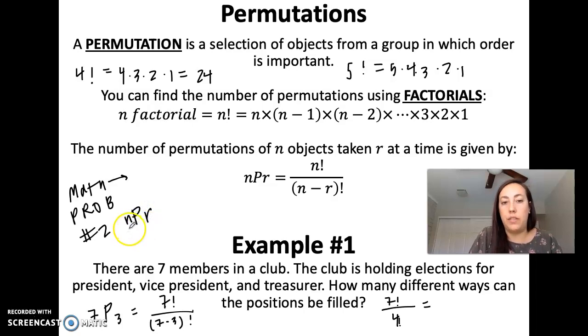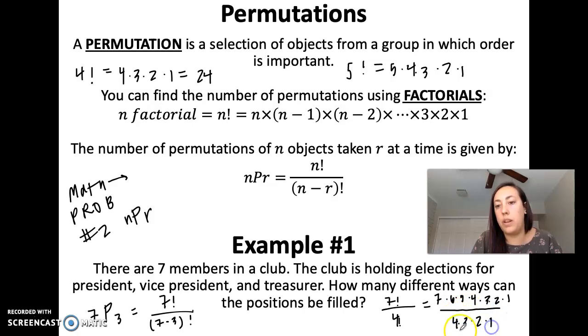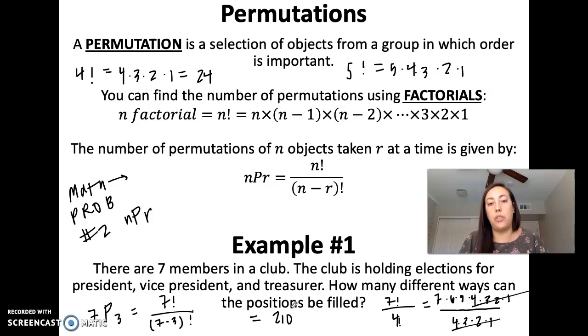So you can plug in 7 for n and 3 for r, and then it will automatically calculate this for you. You can also do it by hand by just doing a little simplification. So 7 factorial is 7 times 6 times 5 times 4 times 3 times 2 times 1. And on bottom, 4 factorial is 4 times 3 times 2 times 1. So those guys actually cancel on top and bottom. So we're really just left with 7 times 6 times 5, which gives you 210. So there's 210 different ways that from 7 people, we can pick 3 to be president, vice president, and treasurer.